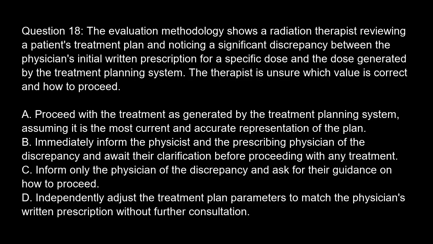Option A. Proceed with the treatment as generated by the treatment planning system, assuming it is the most current and accurate representation of the plan. Option B. Immediately inform the physicist and the prescribing physician of the discrepancy and await their clarification before proceeding with any treatment. Option C. Inform only the physician of the discrepancy and ask for their guidance on how to proceed. Option D. Independently adjust the treatment plan parameters to match the physician's written prescription without further consultation.